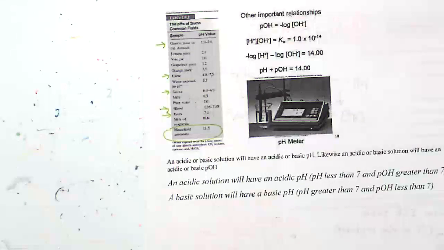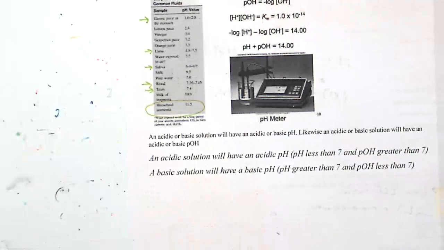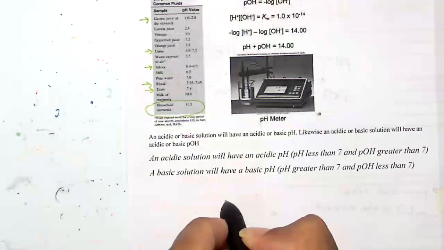It's measured using a pH meter. And what are the units of pH? Are there units of pH? Since pH is a scale, will we have units? There are no units. Just as a reminder, pH and pOH have no units.